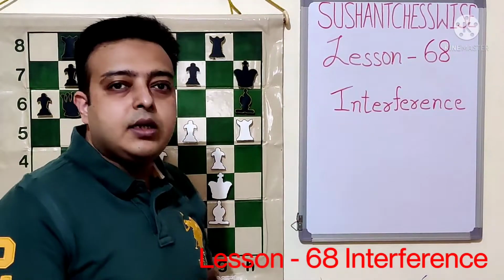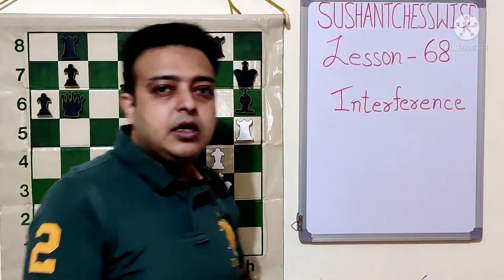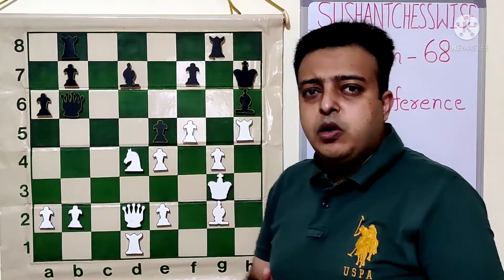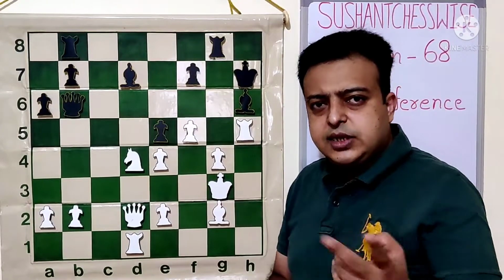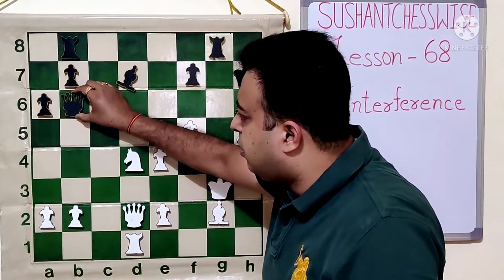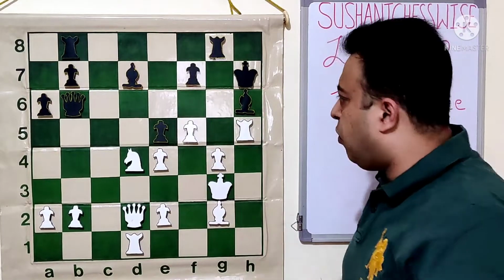Today we are going to look at the next middle game theme, that is interference. Previously, if you remember, we had dealt with the topic of clearance. Interference is exactly the opposite of that. So let's get started and see what it is.